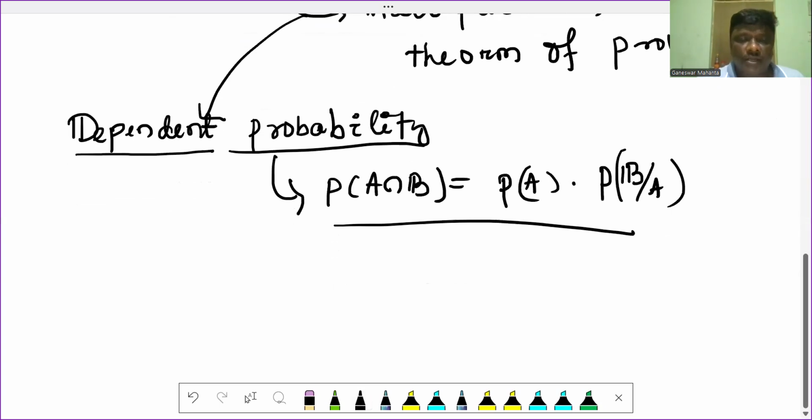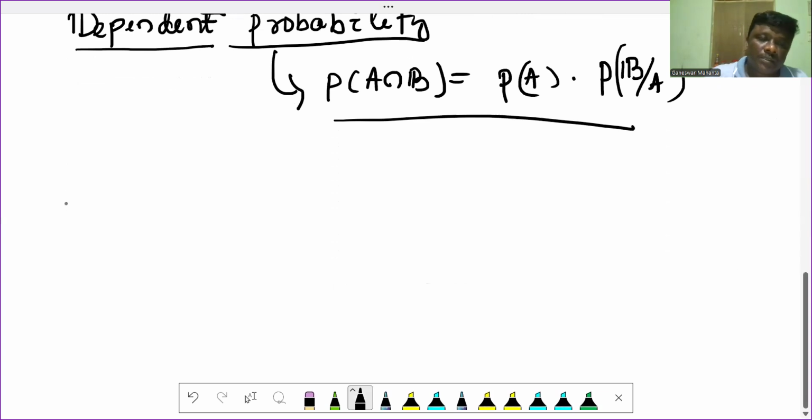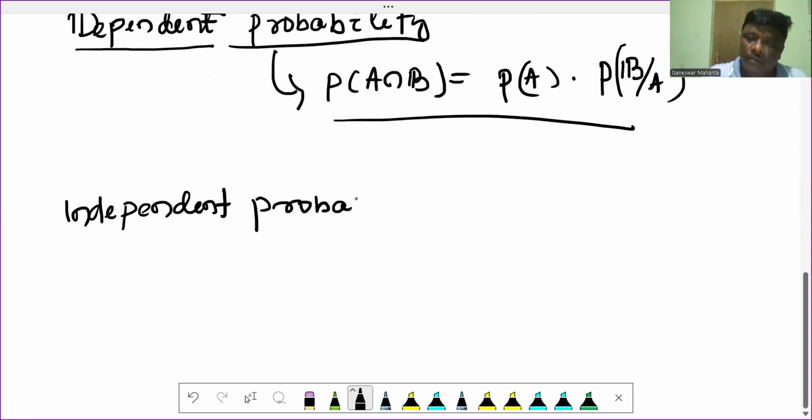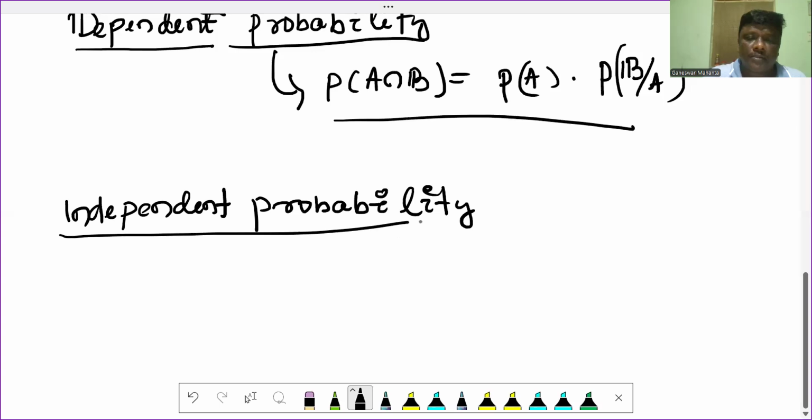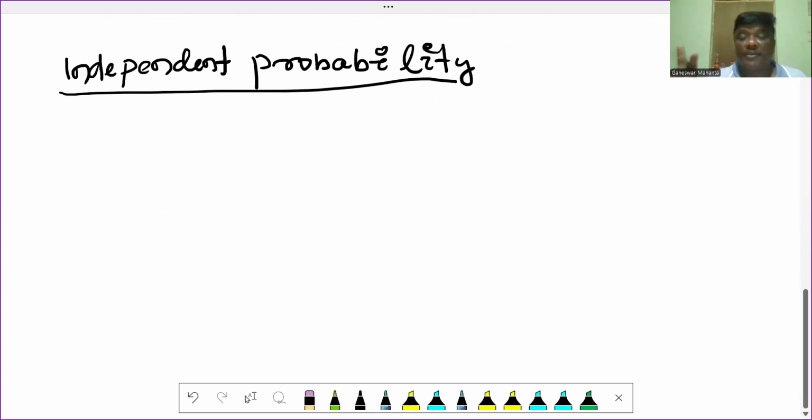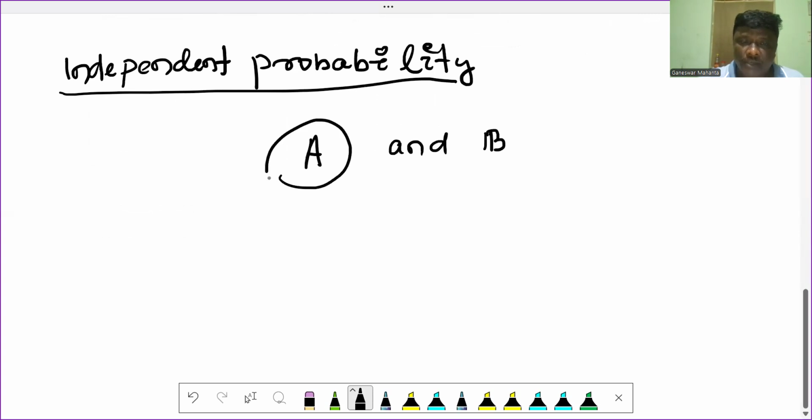And just to define here, independent probability. What is the meaning of independent probability? Independent means it does not depend upon the events. Here, A and B, we consider two events. So the A event and the B event do not depend on each other. That's why A and B are called independent probability.